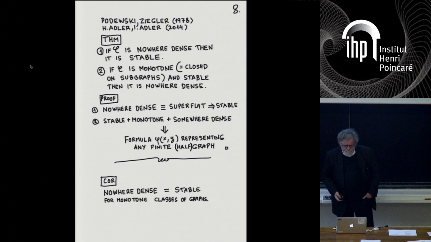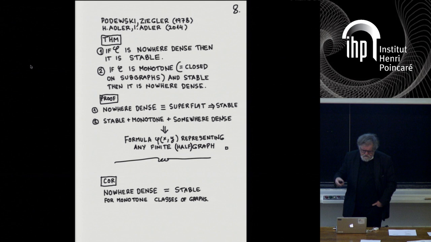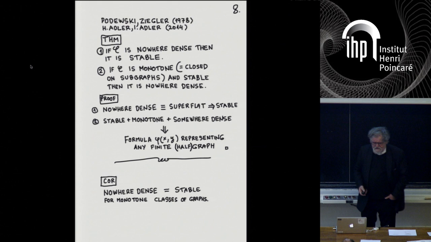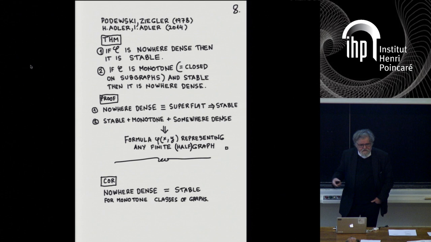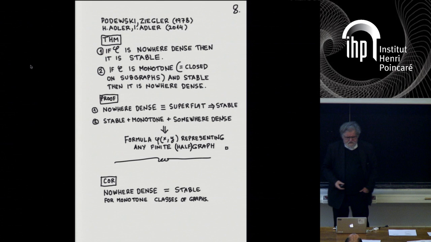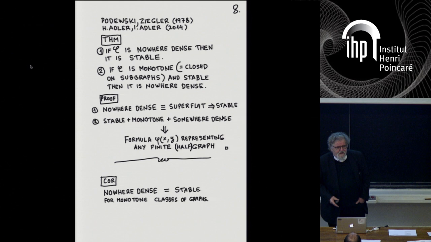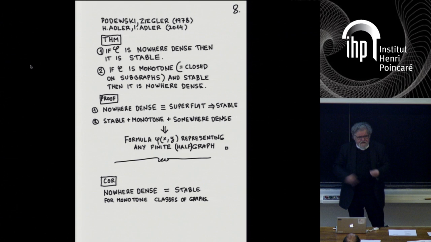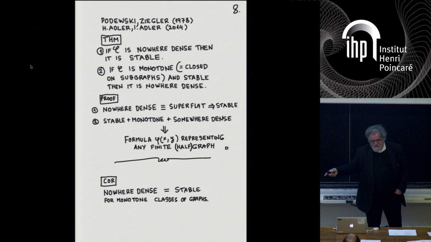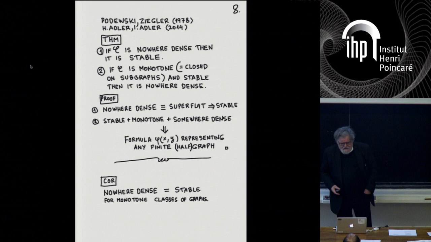It's an observation that Podewski and Ziegler proved in the early times of stability, in 1978: that so-called superflat graphs are stable. The superflat graphs were defined exactly like one of the characterizations of nowhere dense, the one with topological minors. They don't contain, for any d, an unbounded complete graph where every edge is subdivided d times. If you apply Ramsey's theorem, you can make it uniform, exactly d or d prime smaller than d. These two notions coincide in this form, and they proved that such graphs are stable.